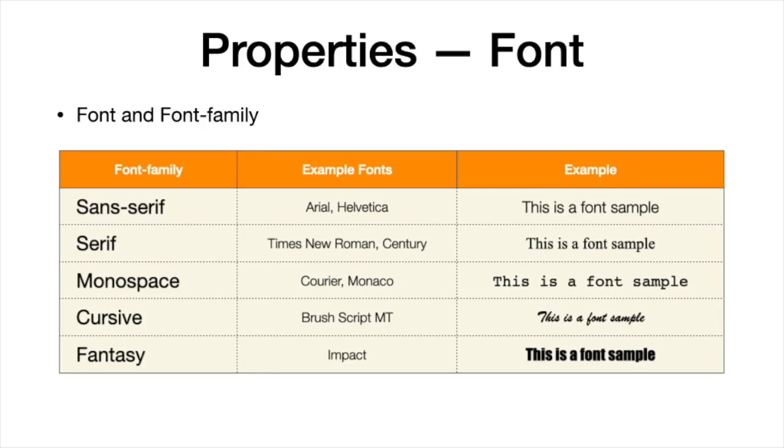Aside from serif and sans serif fonts, we also have monospace fonts. Monospace fonts are fonts where all the letters have the same width. This is commonly used for computer code. Cursive fonts are fonts that are made to look like handwriting. Fantasy fonts are used for special effects on posters and other materials.